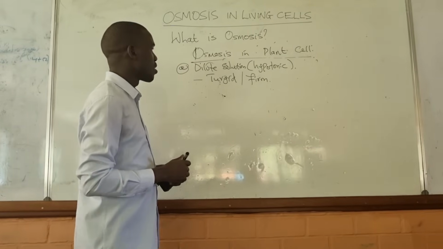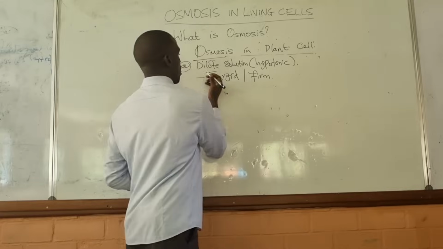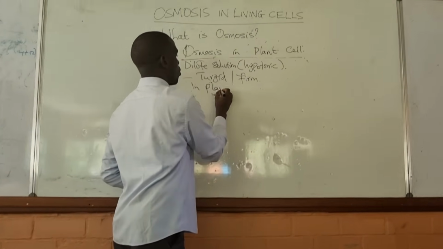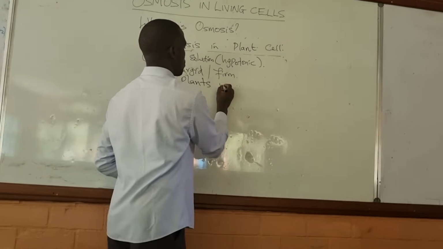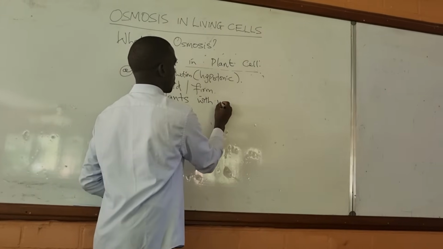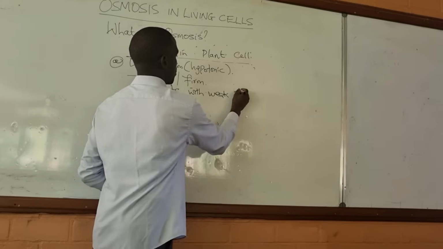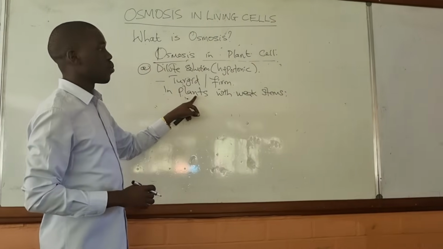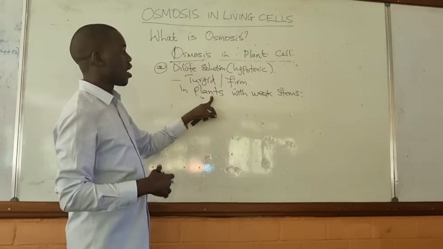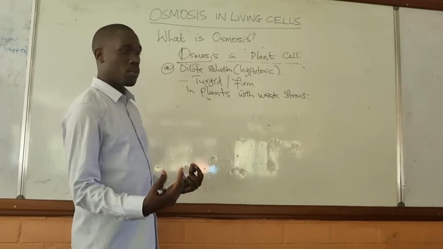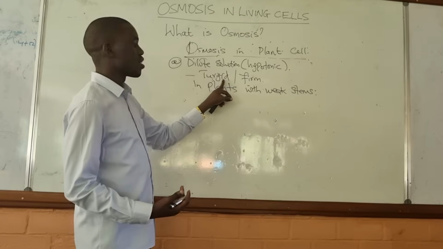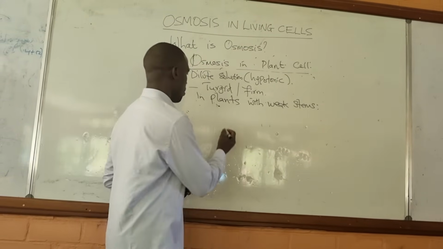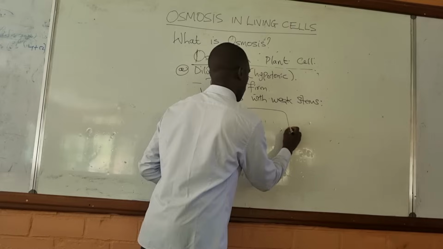So this absorption of water by the plant cell is important in a way that the plant can gain support. For example, plants with weak stems. When they absorb the water osmotically, they are able to have the support when the cells become turgid, or when the cells become firm.